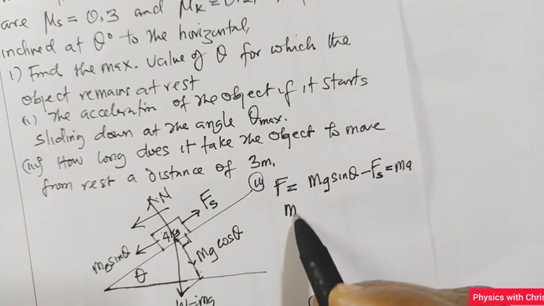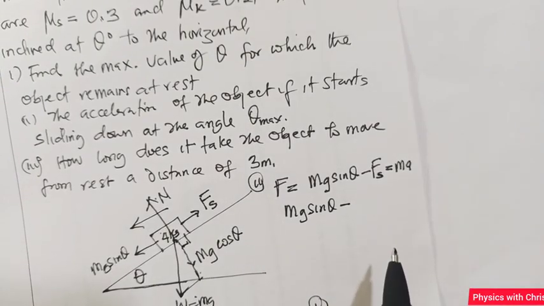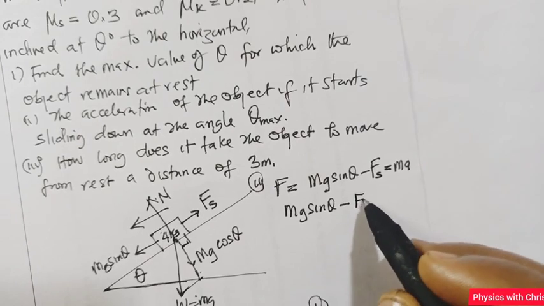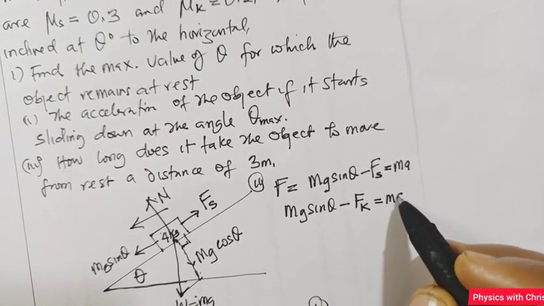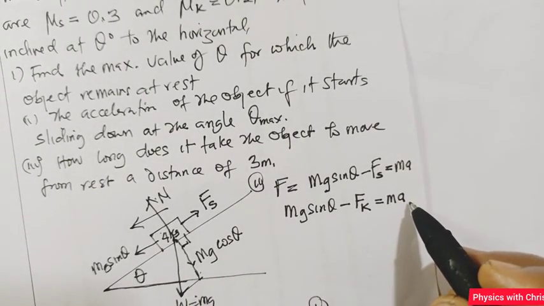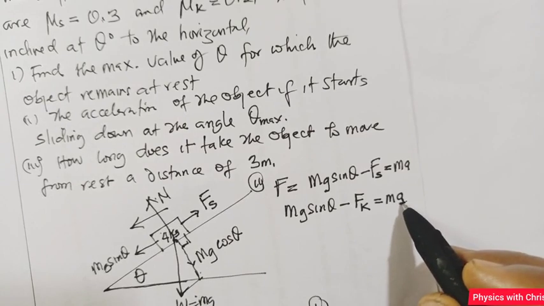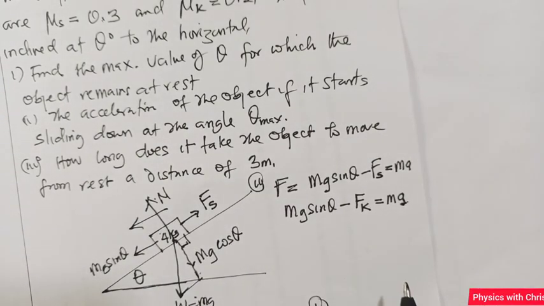But I need to show you something here: the frictional force acting in this case, when this body is now sliding down, is called the kinetic frictional force, which equals mass times acceleration. So the acceleration is along the x direction. That is what I'm going to find here: the acceleration of the object if it starts sliding from rest.